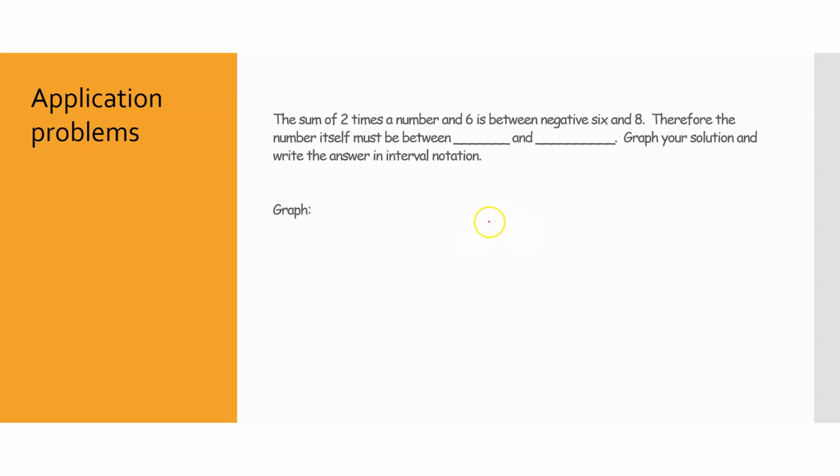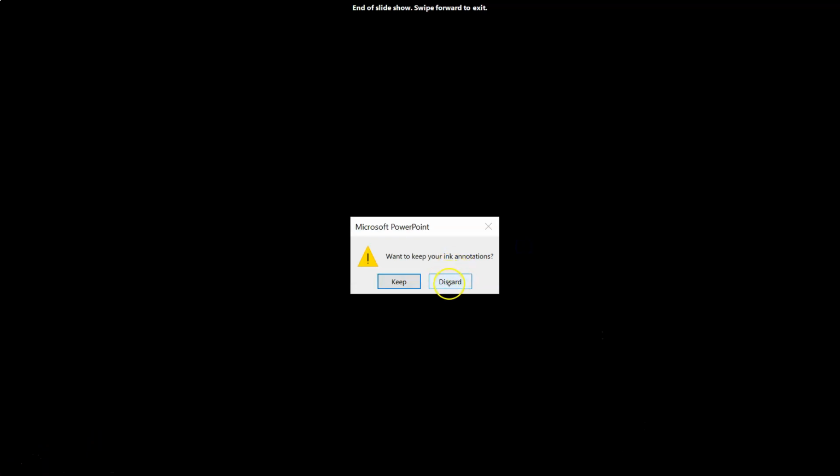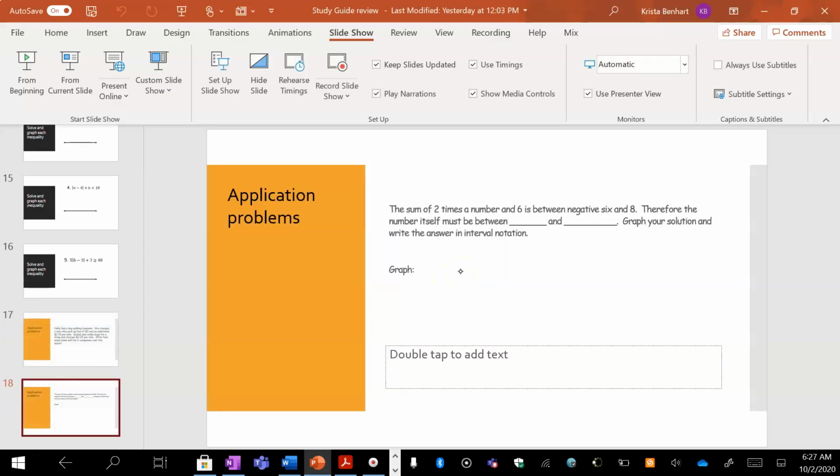So the sum of 2 times a number and 6 is in between -6 and 8, which means it's greater than -6 but less than 8. So there's your inequality, right? So the number itself has to be between whatever it is that we solve it for. So let's solve it. Oop. Let me write that again.